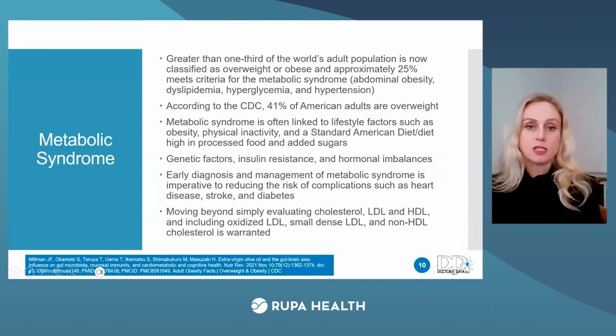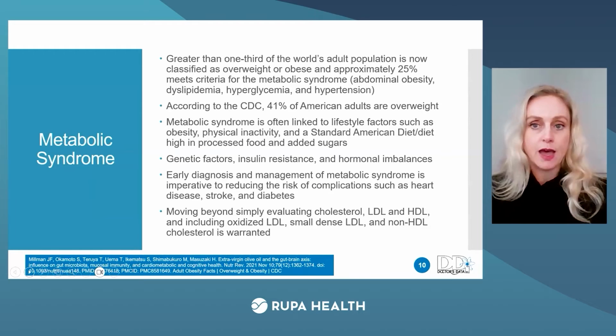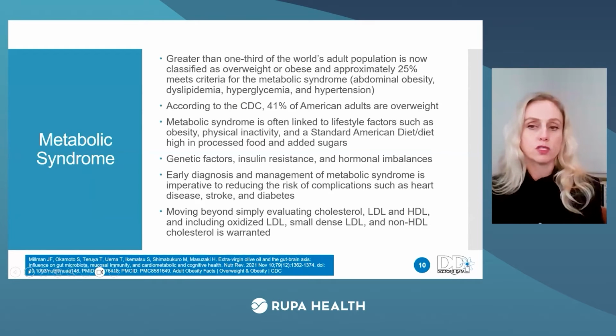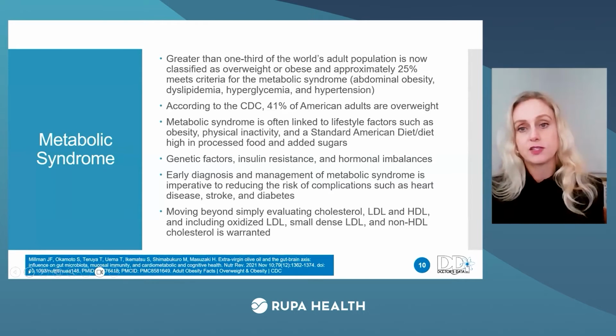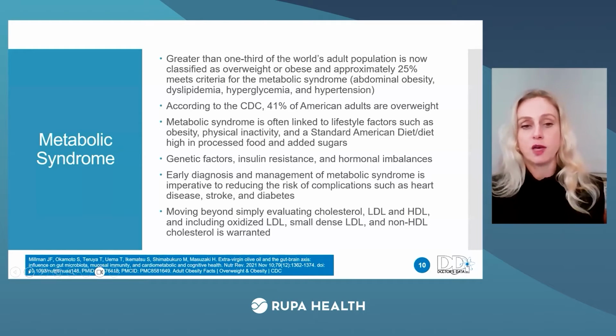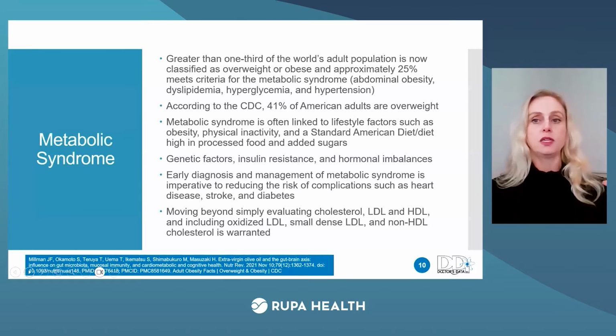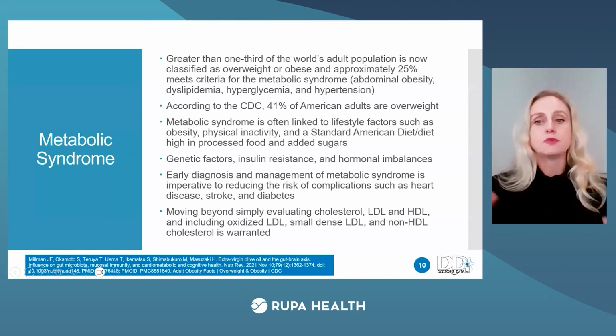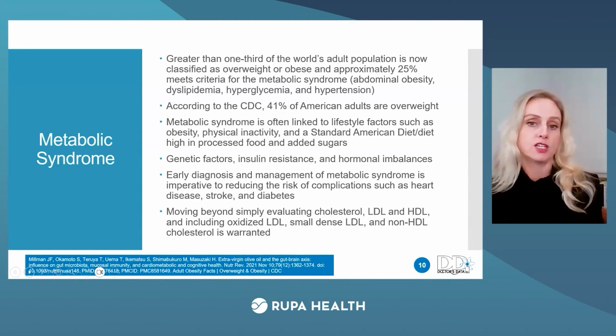So, what we're talking about today is metabolic syndrome. Now, greater than 1/3 of the world's adult population is now classified as overweight or obese, and at least a quarter of those meets the criteria for metabolic syndrome. Metabolic syndrome is going to be similar to what we discussed: abdominal obesity, dyslipidemia, hyperglycemia, and hypertension.